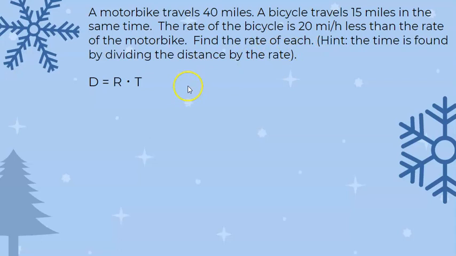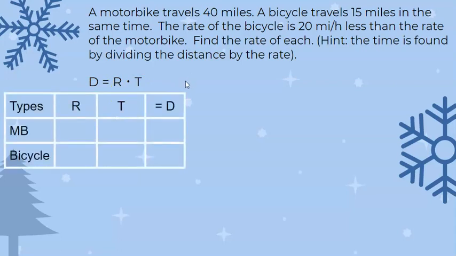And our time is found by dividing the distance by the rate. So this is based on this formula here, distance equals rate times time. So if we solve for time, we would be dividing by r. So distance over rate is equal to time. Okay, so I find it helpful in this case to make a chart.